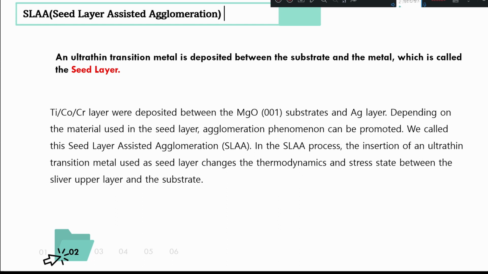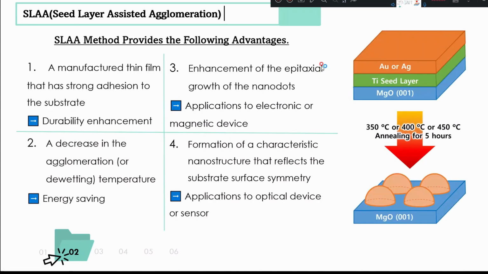In the SLAA process, the insertion of an ultra-thin transition metal used as a seed layer changes the thermodynamics and stress state between the silver upper layer and the substrate. Next, we'll talk about the advantages of the SLAA method. First, we can make a thin film with strong adhesion to the substrate. In other words, it can improve the durability of the thin film. Second, it can reduce the temperature of agglomeration, so we can save energy.